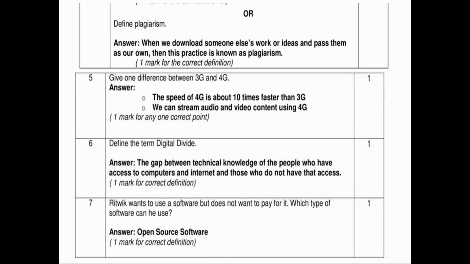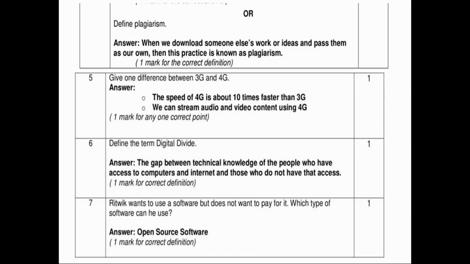The fifth question says: give one difference between 3G and 4G. We are all aware of 3G and 4G. What will be the answer? See here, the answer says the speed of 4G is about 10 times faster than 3G. We can stream audio and video content using 4G. That's all. You have to write only 2 points. A 1 to 2 line answer is enough for 1 mark. Let's move to the sixth question.